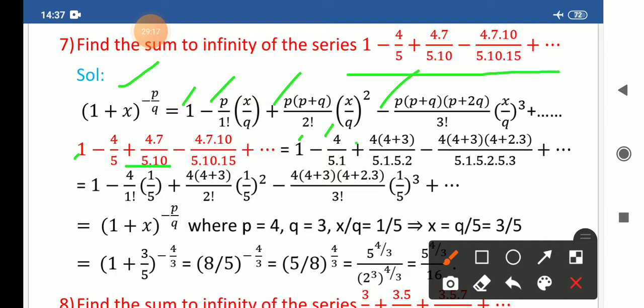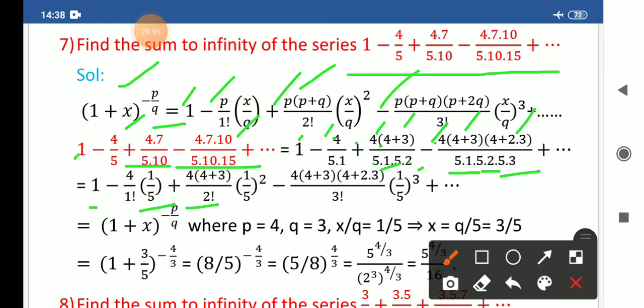In the second step, we have p as 4. So p into p plus q. So 4 into 7, where p is 4 and 7 is 4 plus 3. In the same way, next is p into p plus q into p plus 2q: 4 plus 2 into 3, 6, 6 plus 4, 10. This is 10. You write 5, 10, 15: 5 into 1, 10 is 5 into 2, 15 is 5 into 3. You write 1 here, 4 by 1 factorial. You write this 1 by 5 here. 4 into 4 plus 1 into 2, 2 factorial.